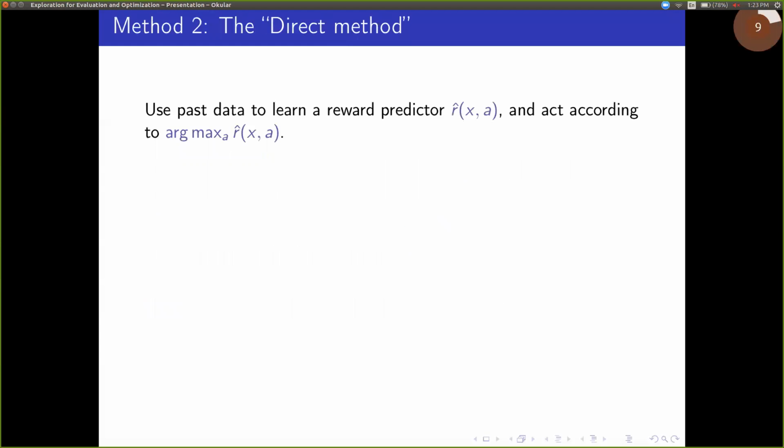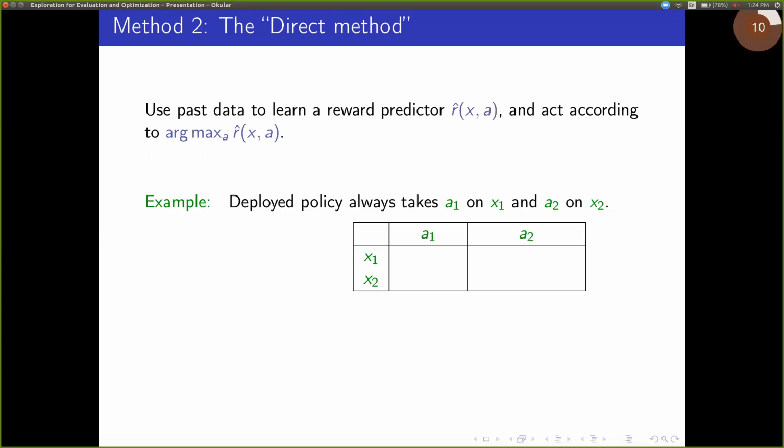Okay, so let's talk about what people do at companies when they are faced with these problems. They do something which I'm going to call the direct method. They use the past data to predict the reward given the features and the action. And then the policy that they're making is implicitly this argmax. So you choose the action which has the largest predicted reward. This is commonly employed. It also does not work very well.